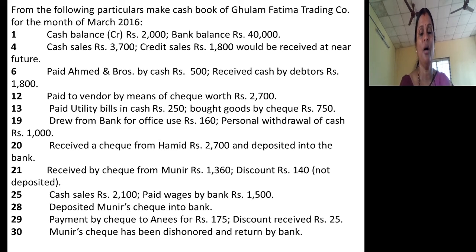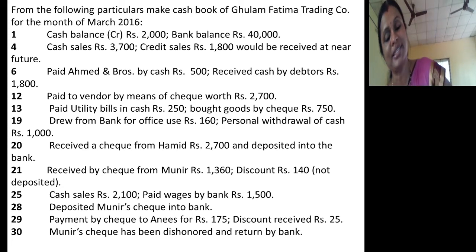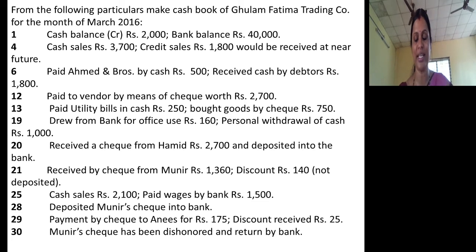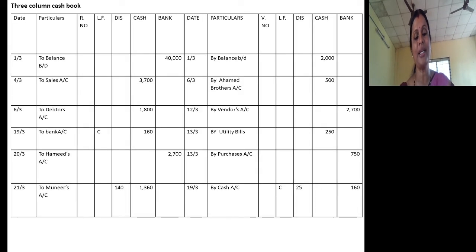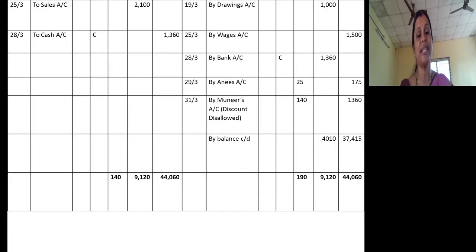Next one, cash sales 2100, paid wages by bank 1500. Whenever there is cash sales, we know what's the journal entry, cash account debit to sales account. So on the debit side of the cash book, you have to show it as cash account debit, means the cash column on the debit side must be recorded with this sales. So what's the journal entry? Cash account debit to sales. So I recorded 2100 in the cash column on the debit side, reference was given to sales.